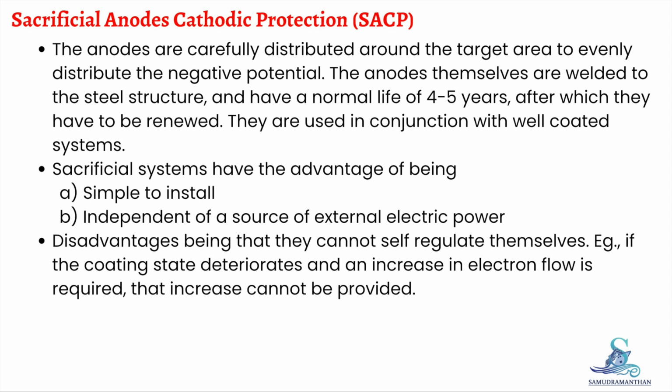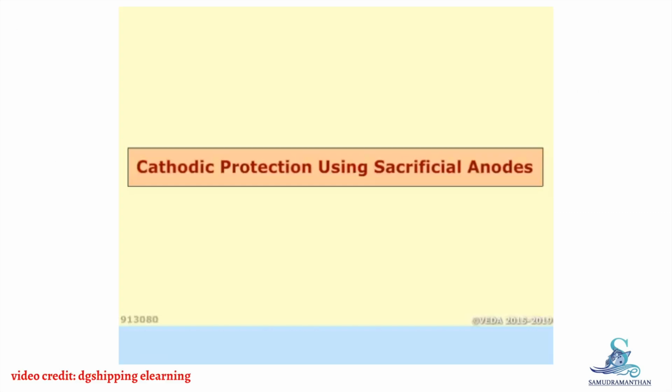The advantages of sacrificial anode systems are that they are simple to install and independent of any external power source. However, they cannot regulate themselves. If the coating condition deteriorates and a higher flow of electrons is required, the system cannot increase the output.